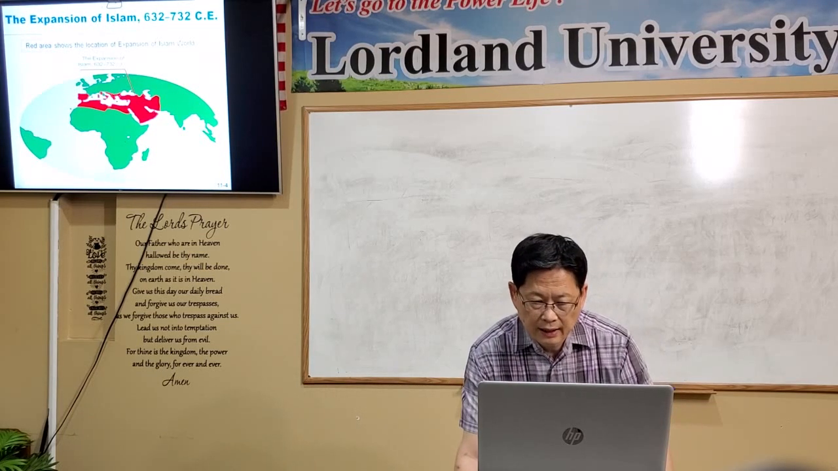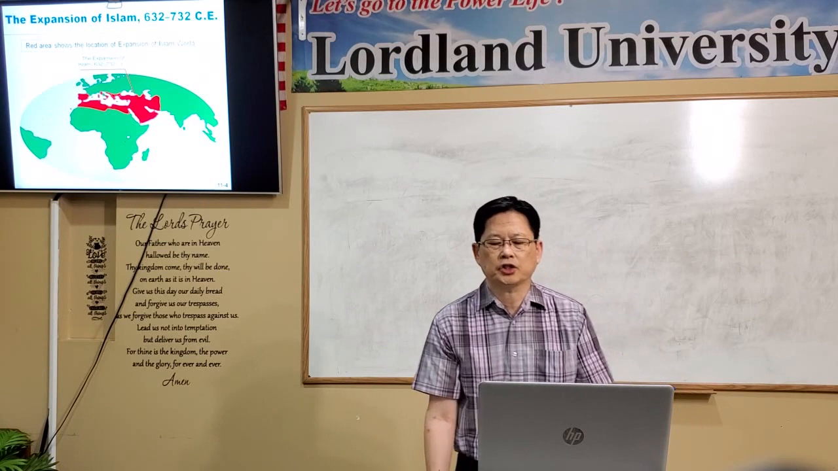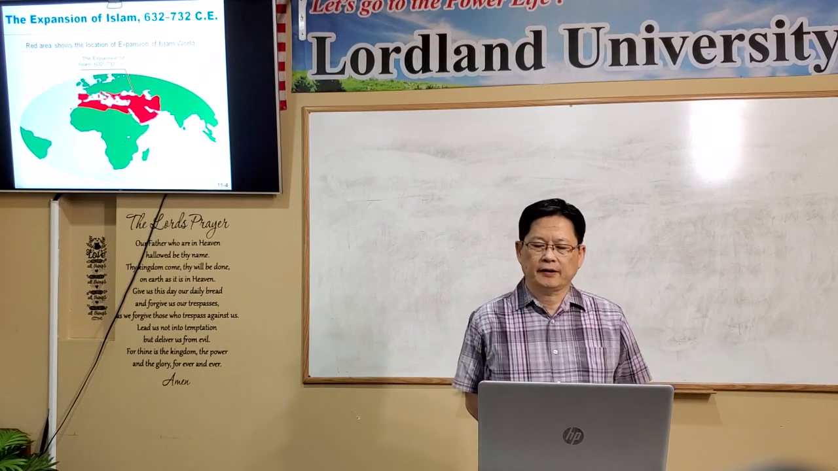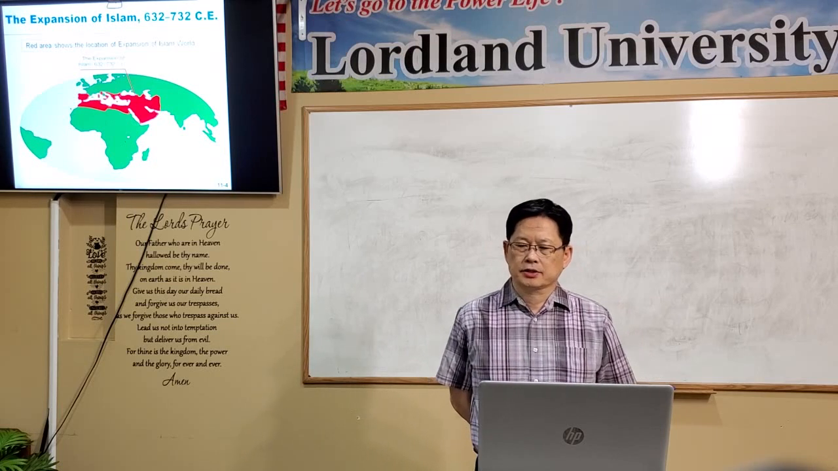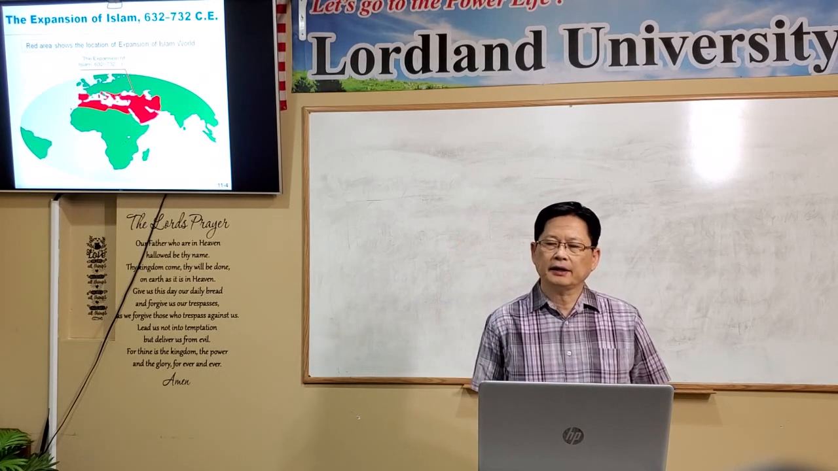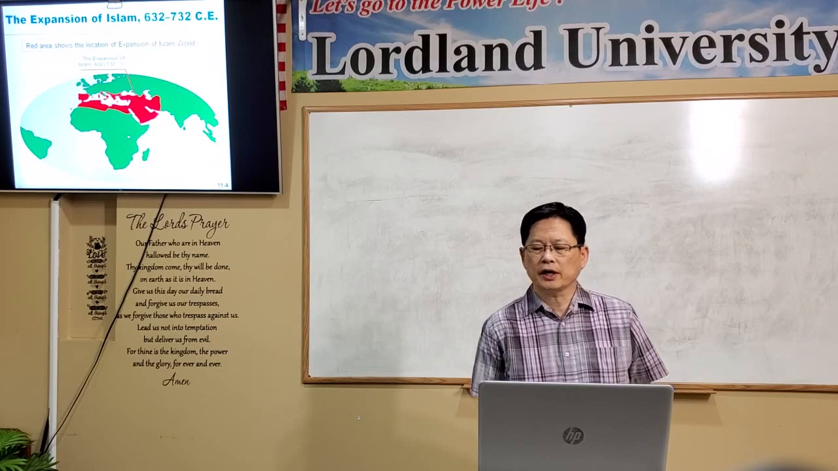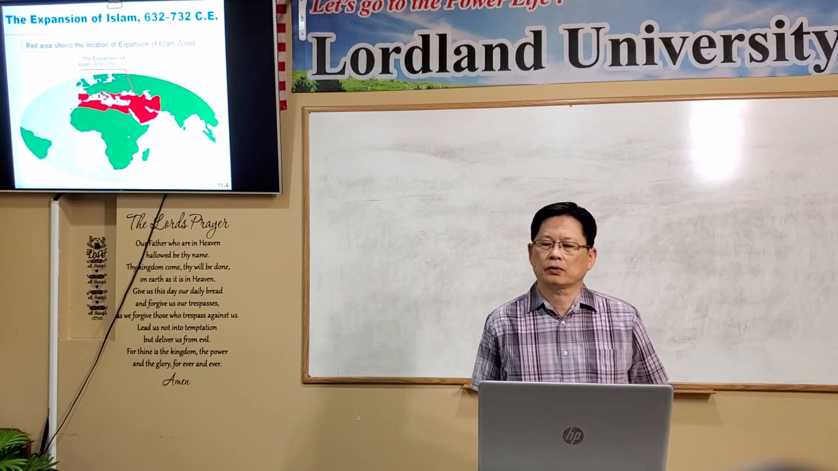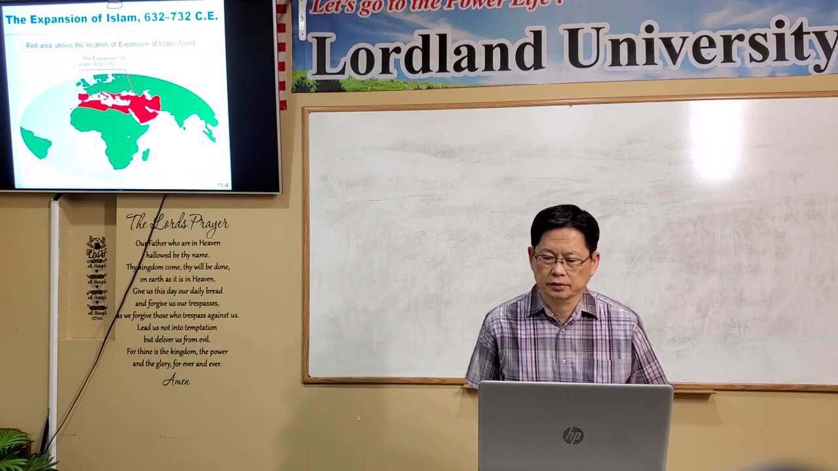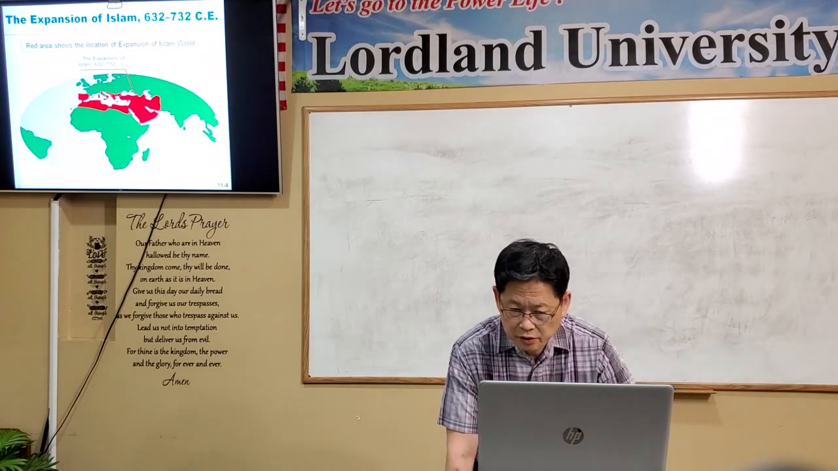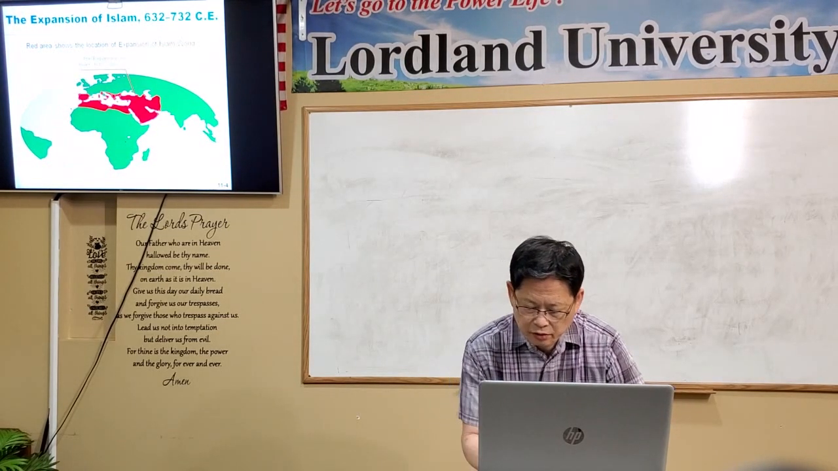This slide map shows the expansion of Islam Empire, 632 to 732 Common Era. The red area shows the location of the expansion of the Islam world in the globe from 632 to 732.